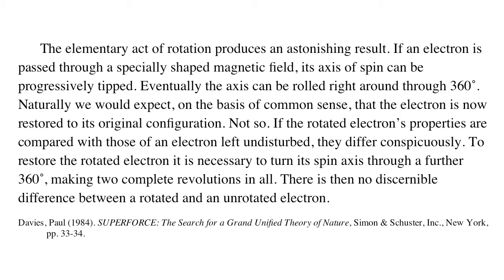Naturally, we would expect, on the basis of common sense, that the electron is now restored to its original configuration. Not so. If the rotated electron's properties are compared with those of an electron left undisturbed, they differ conspicuously. To restore the rotated electron, it is necessary to turn its spin axis through a further 360 degrees, making 2 complete revolutions in all. There is then no discernible difference between a rotated and an unrotated electron."